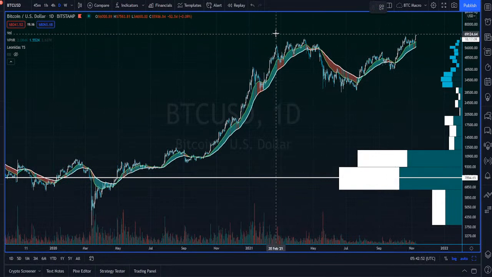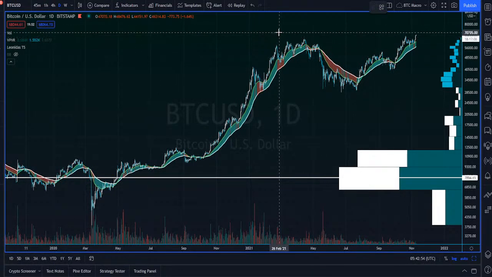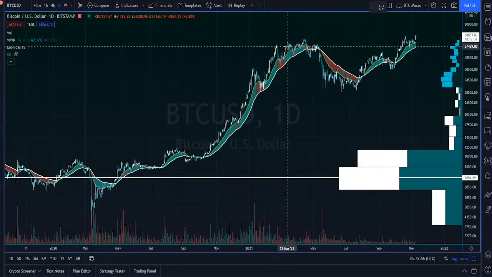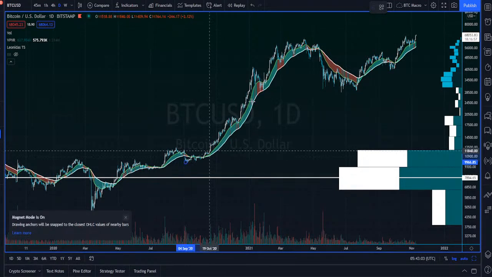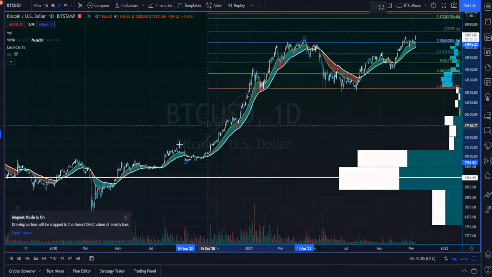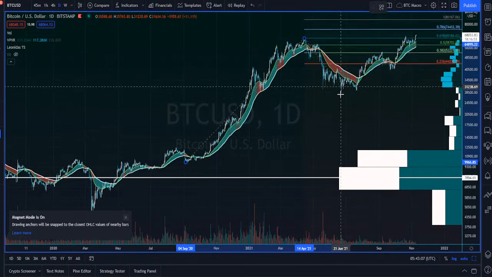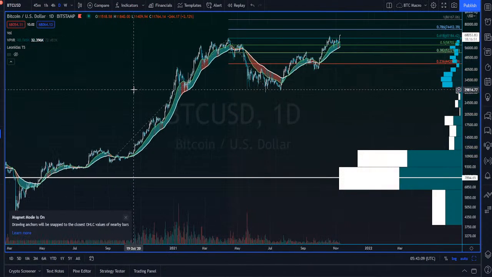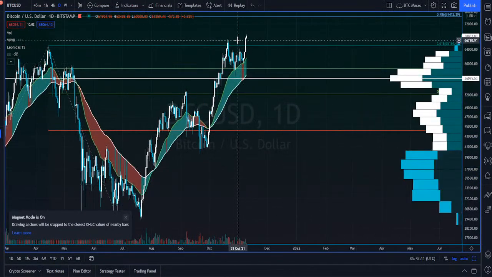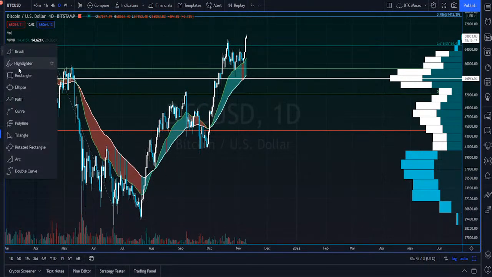You're thinking $65,000 is a resistance? Of course not. The resistance was at $57,000. That was the resistance. So from this point to this point, the bottom on here. So now you can see Bitcoin was testing the Fibonacci level 0.618.